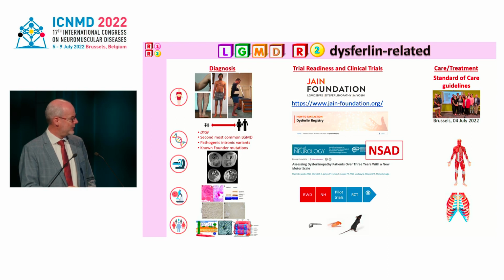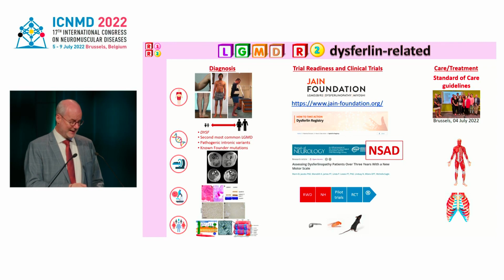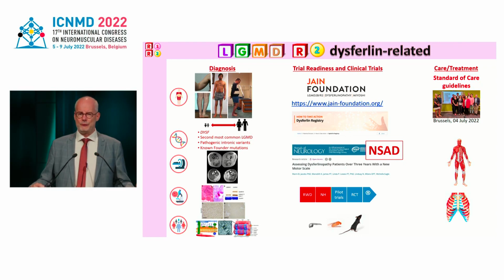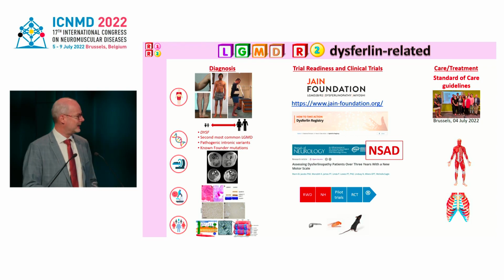There are now natural history studies. There are animal models. Again, they're not necessarily great, but they're good knockout mice. And we are just about to publish standards of care. This took place 2 days ago in Brussels, at a final ICNMD-supported workshop, also supported by the Jain Foundation. And again, the clinic really focuses on skeletal muscle and on respiratory, but there's no cardiac involvement.